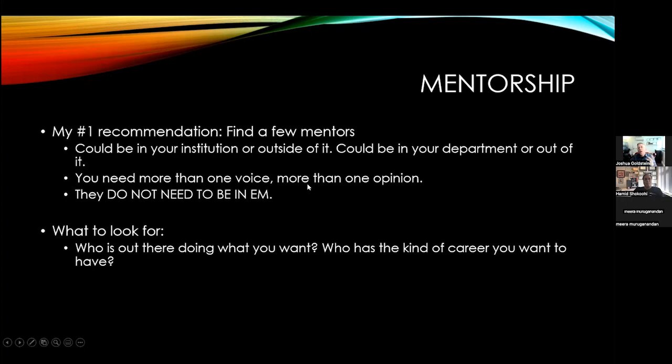And then ideally, you have more than one person. You do want more than one voice, more than one opinion, and they do not need to be in emergency medicine. These should be whoever it is that you need to make your career successful. Could be a public policy person if that's your interest. Could be an education person if that's your interest. Could be a radiologist if that's your interest, unless they're all the enemy for you, clinical ultrasound folks.